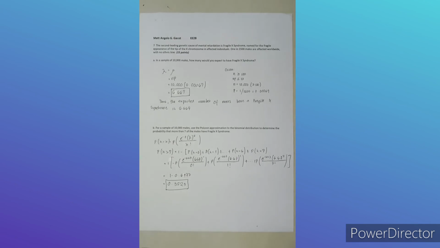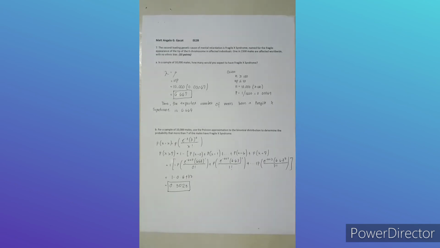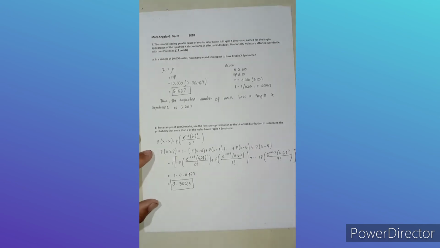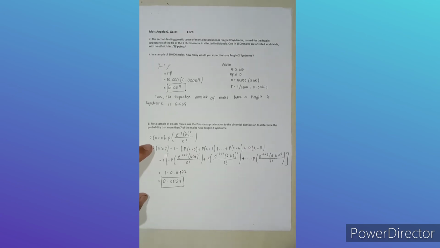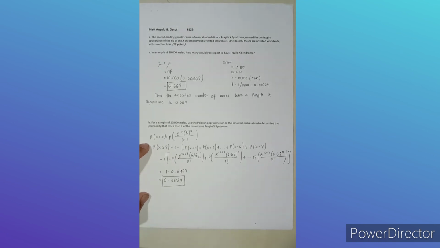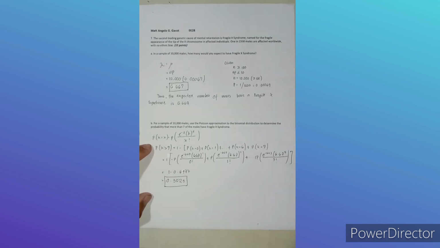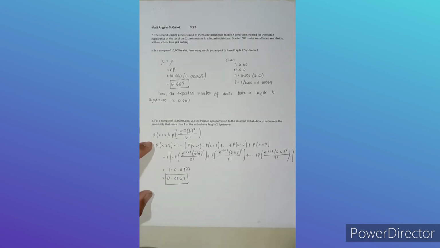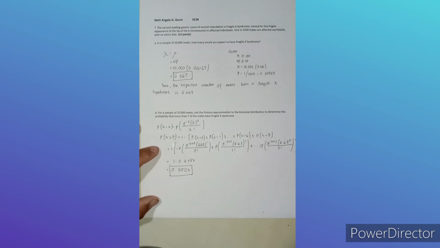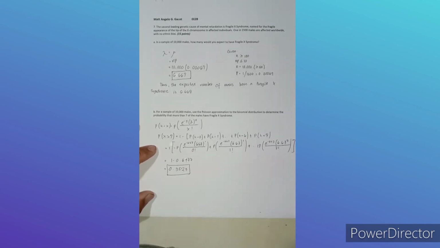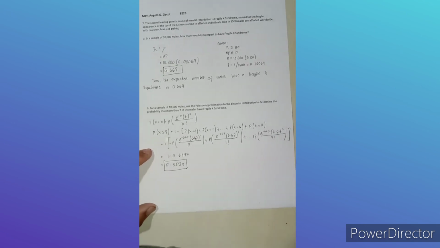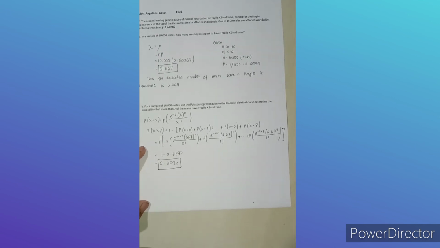So, for B, for a sample of 10,000 males, use the Poisson approximation to the binomial distribution to determine the probability that more than 7 of the males have Fragile X syndrome. So, using the probability distribution formula, P of X equals e raised to negative lambda times lambda raised to X all over X factorial. So, P of X greater than 7 equals 1 minus P of X equals 0 plus P of X equals 1 up to P of X equals 7.